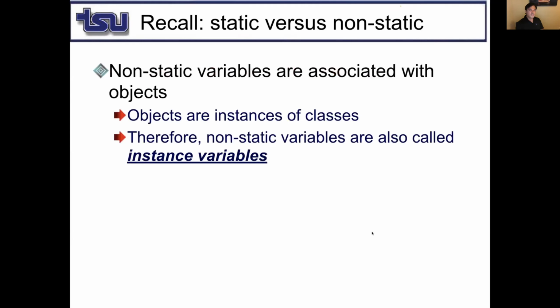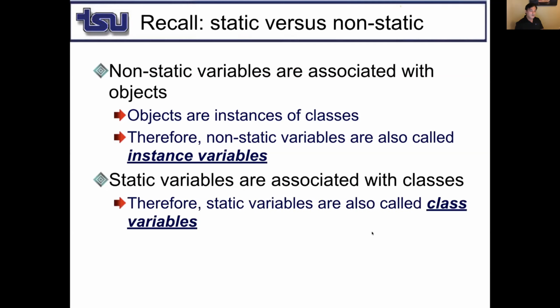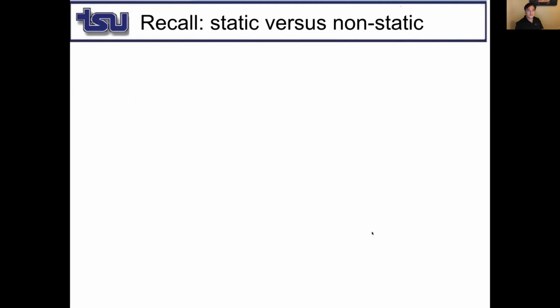All right, so non-static variables are associated with objects. Objects are instances of classes. Therefore, non-static variables are also called instance variables. It will be more clear in the next slide. However, static variables are associated with classes, and therefore static variables are also called class variables.